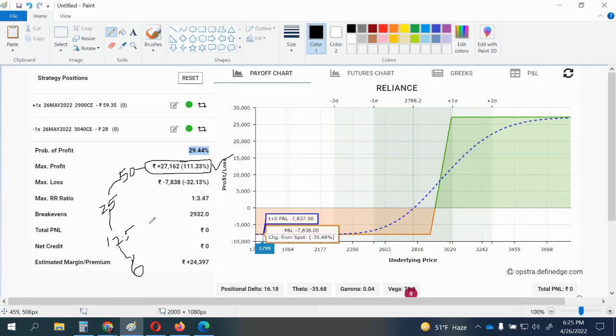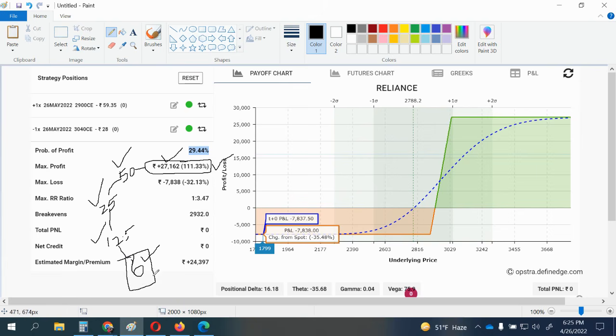So I'll just leave it to you, friends, whether you want to target 100%, 50%, 25%, 12.5% or 6%. For me, I would be very happy if I get 6% per month.